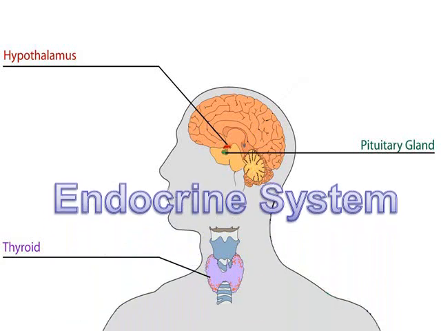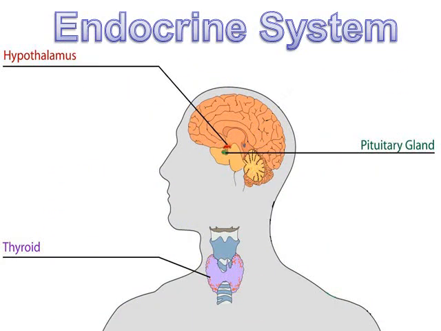Okay, so in this presentation, we're going to go over the body system called the endocrine system. And in the picture, here's three parts of the endocrine system. Well, there's more, but this is just kind of an introduction slide here. So let's go ahead and get started. We're going to go over the endocrine system and some of the major parts to it.